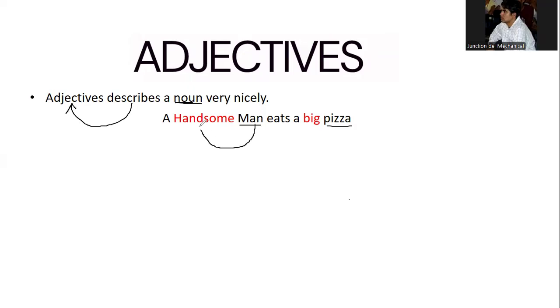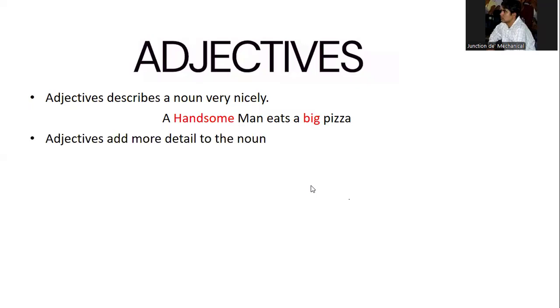So how is the man? He's handsome. So handsome is an adjective. What about the size of the pizza? It is big. So big is an adjective. So adjectives describe nouns. They describe the noun very nicely. Adjectives add more detail to the noun. I'm getting to know further information. A man is handsome, the pizza is big. I'm getting more detail regarding the noun.